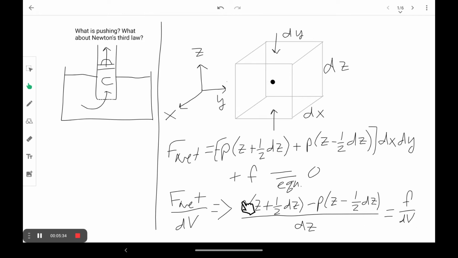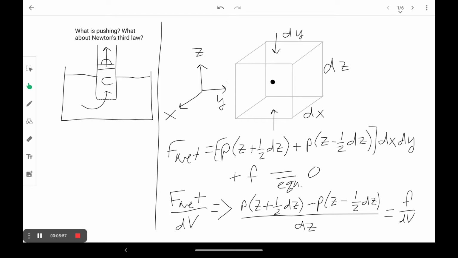But we've seen this now a couple times. This is a very common mathematical procedure to get to a derivative. So this is the definition of a derivative: P at a higher position minus P at a lower position, with that position being very small, and dividing by the difference in position. That is the definition of the derivative. So this is dP dz.